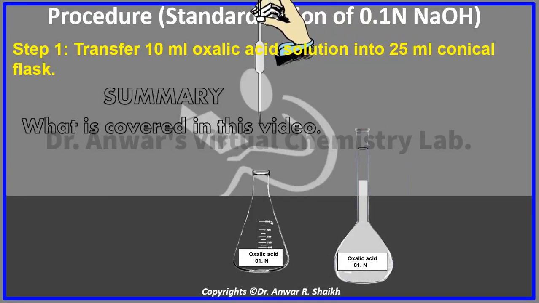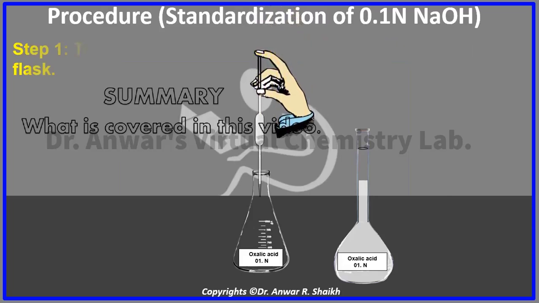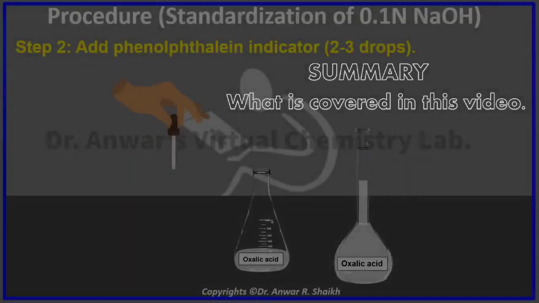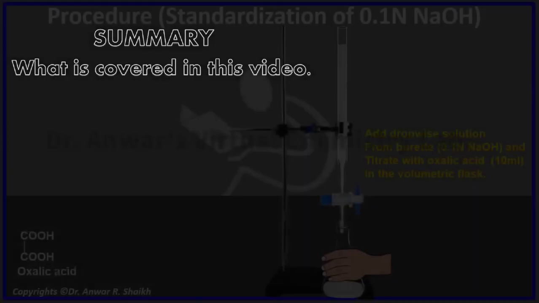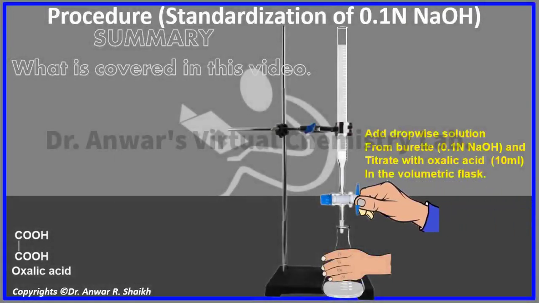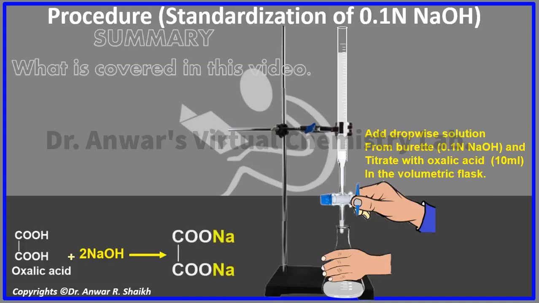When the whole solution has been drained, touch the tip of the pipette to the side of the flask. Add phenolphthalein indicator. Note the color of the solution. Fill the 50 milliliter burette with sodium hydroxide. Carry out a titration by adding sodium hydroxide solution drop-wise from the burette while constantly swirling the flask until the color of the solution in the conical flask changes from colorless to faint pink.